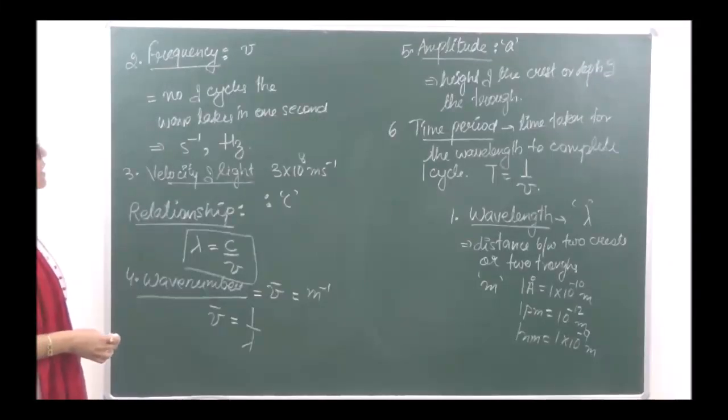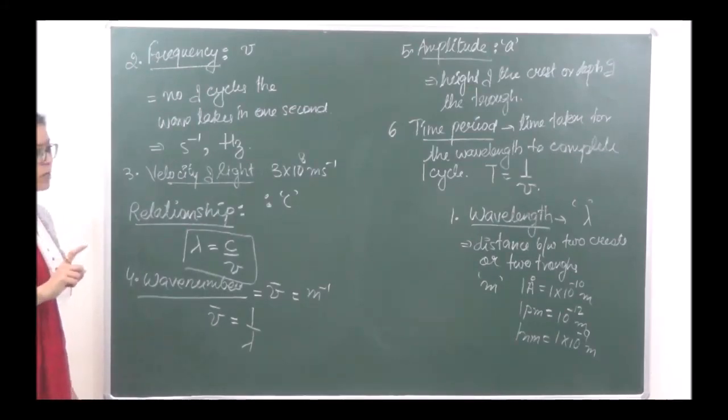Right? So how many have we done? 6 characteristics of a wave. The first one is lambda, wavelength, the distance between two crests or two troughs. The second one is frequency, the number of cycles the wave takes in 1 second. Then the velocity of light. Whether we are talking of a material medium or of vacuum, it has almost the same value, with very slight difference. So it is almost the same speed.